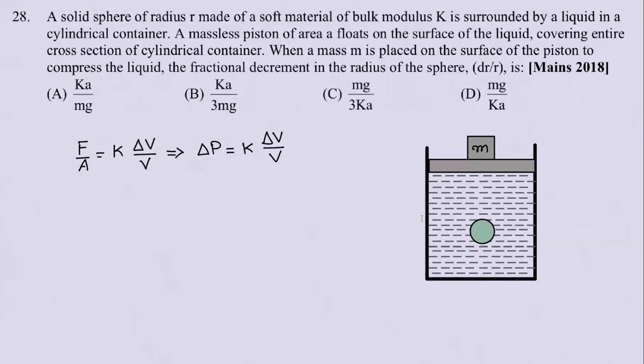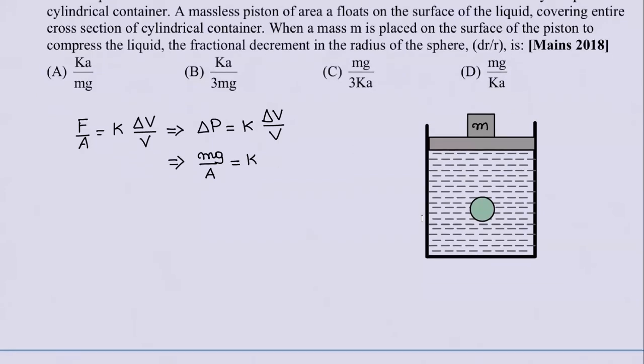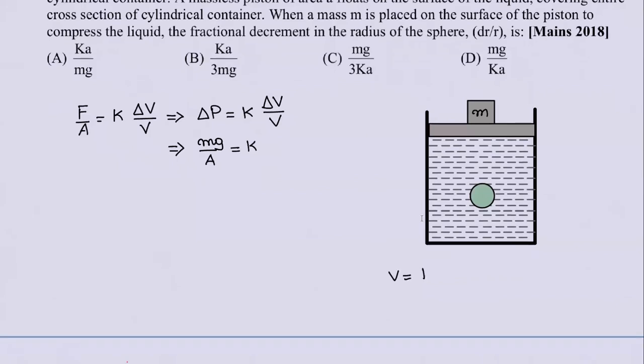So let us continue. Delta P is the increment in pressure. Some pressure is already there, but now by adding mass m, the pressure increase will be mg by A, which is equal to bulk modulus K into change in volume by original volume. How to deal with this change in volume by original volume? But here they are asking about the radius. Observe, volume V is equal to 4 by 3 pi r cube. If I take dV, dV is equal to 4 by 3 into 3 pi r square dr.